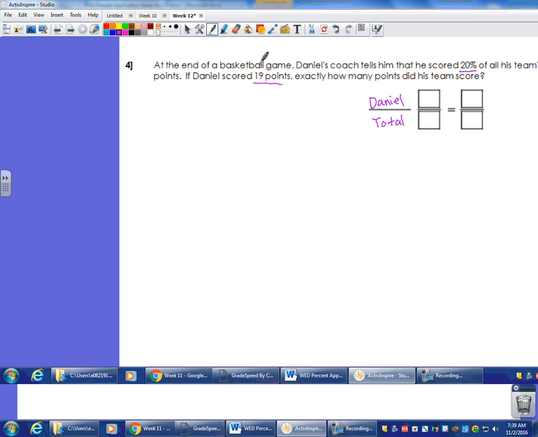So we always know percent goes on top of 100, so I'm going to write the 20 over 100. Now I know that Daniel scored 19, so I'm going to put the 19 on top, and this will be x right here. So from here, I'm going to cross multiply and divide. Multiplying by 100 is like adding 2 zeros on. So 19 times 100 will give me 1,900.